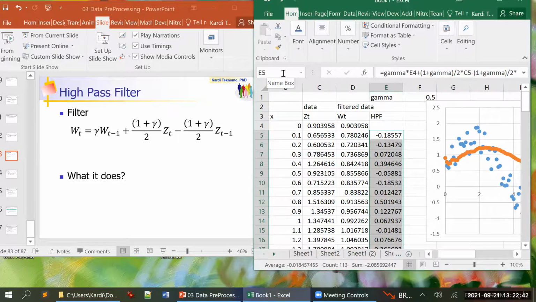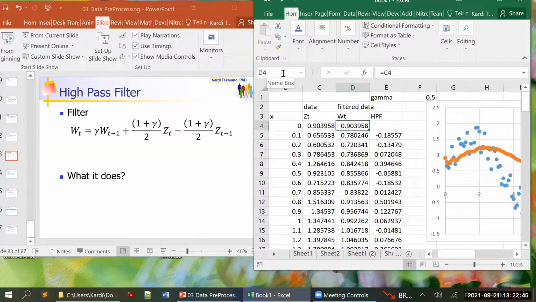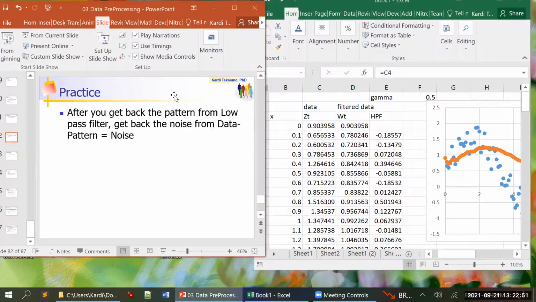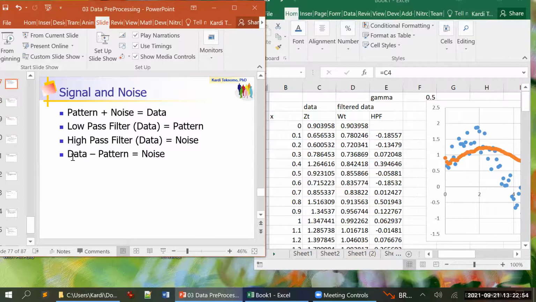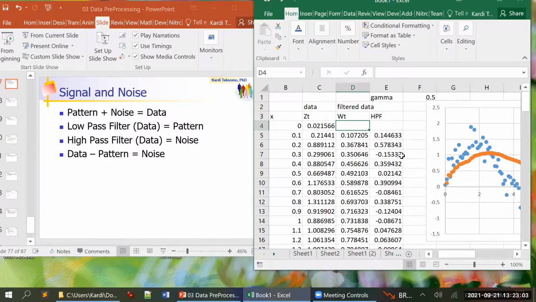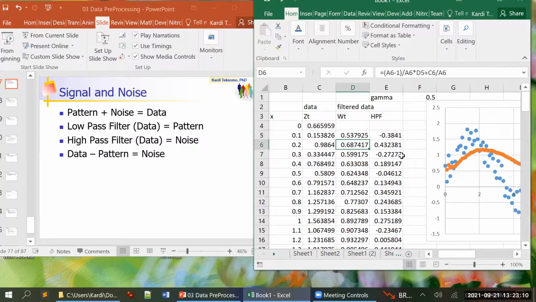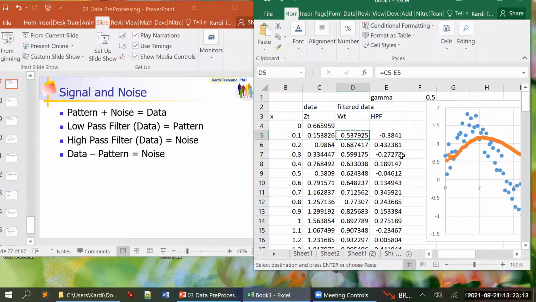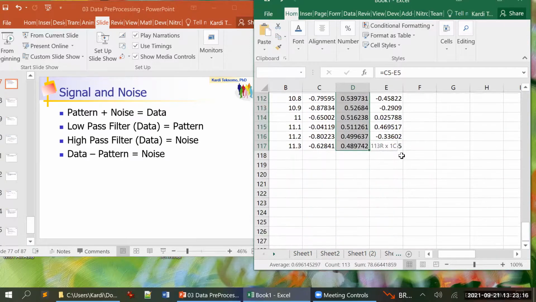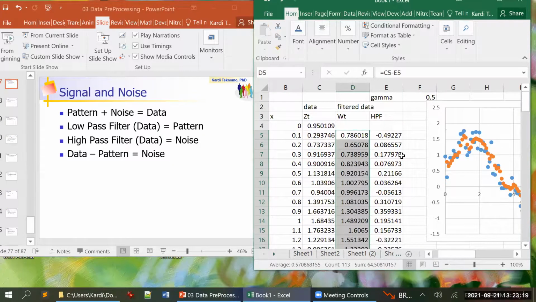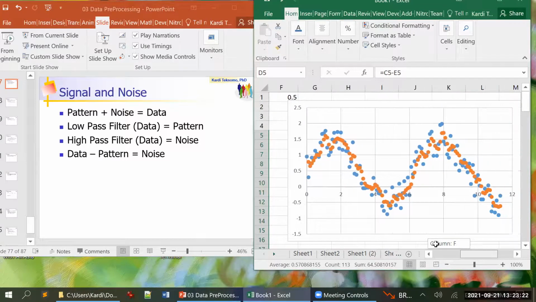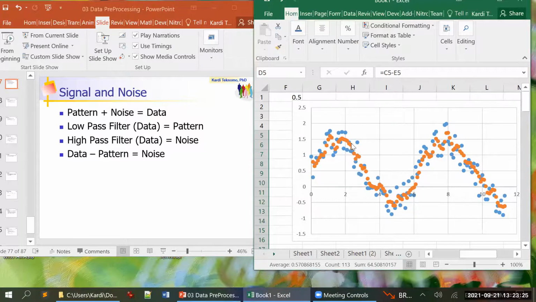How to get the filter pattern? How to get the pattern? Okay, so you remember: data minus the noise equal to pattern. Then I will say this is the data. I minus this noise, I'm supposed to get that pattern. I copy this down. There. Again, I got the pattern. This is based on the high pass filter.